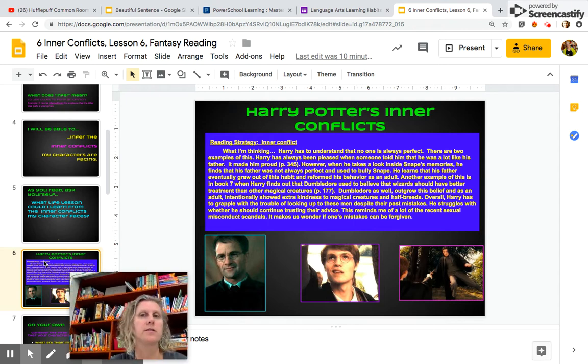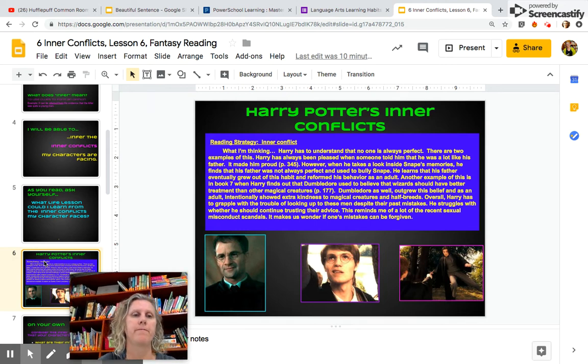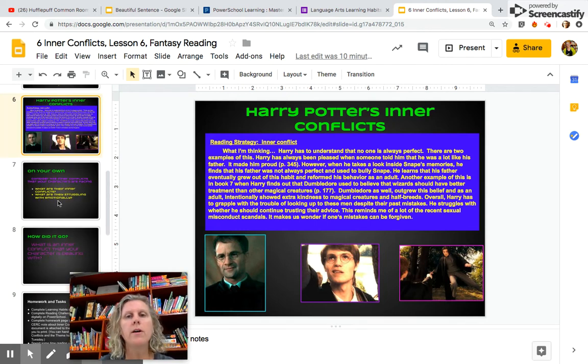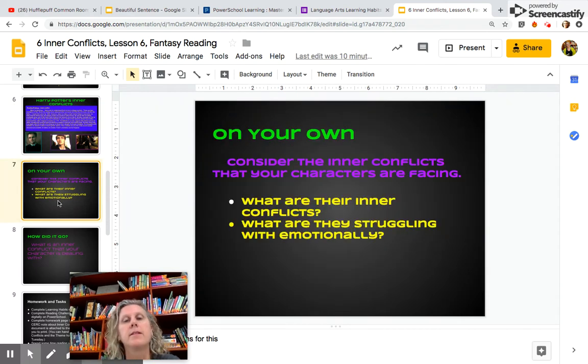So Harry deals with this inner conflict. He's not quite sure what to do with it. All right. So on your own, you're going to be considering the inner conflicts of the protagonist in your own story. And you're really trying to focus on emotional struggles, social emotional, right? Dealing with relationships, dealing with fears or things that they're thinking. It shouldn't be too hard, but it's a really interesting part of a book. And it's definitely something we want to pay attention to and not ignore. All right.